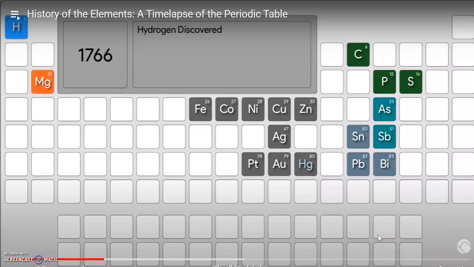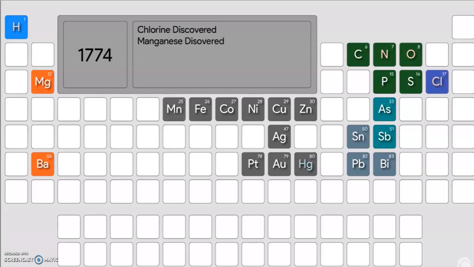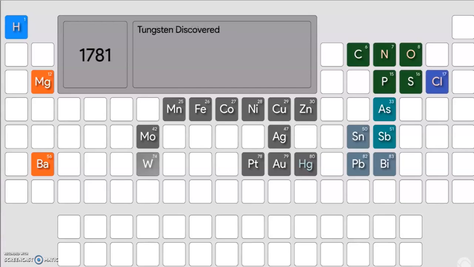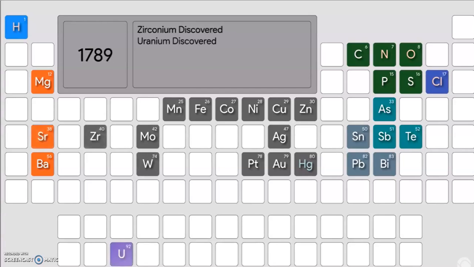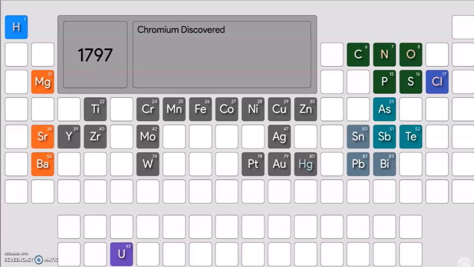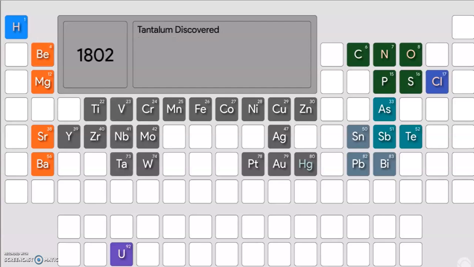All right. With hydrogen, oxygen was a huge discovery. Okay, so we're still getting, almost all of these are metals except for carbon, nitrogen, oxygen, phosphorus, chlorine. And we're going to get up to Mendeleev's time.